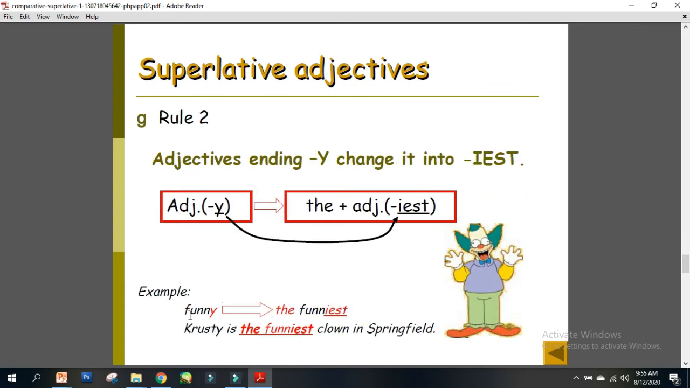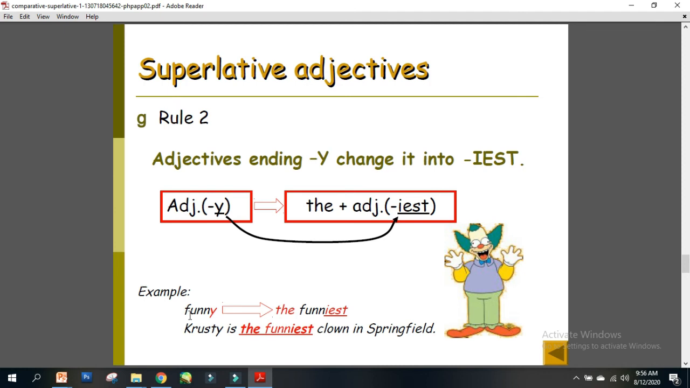The is important. Rule number 2, adjectives ending in Y, change it into iest. It also happened in rule number 2 for the comparative degree, but there we change it into ier. So we add the plus adjective plus iest. For example, we have the word funny. Because the last letter of funny is Y, we change Y into iest. So it becomes the funniest.